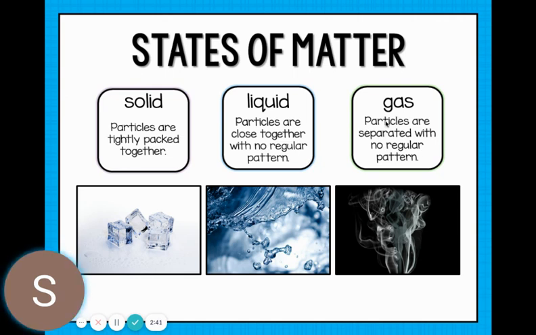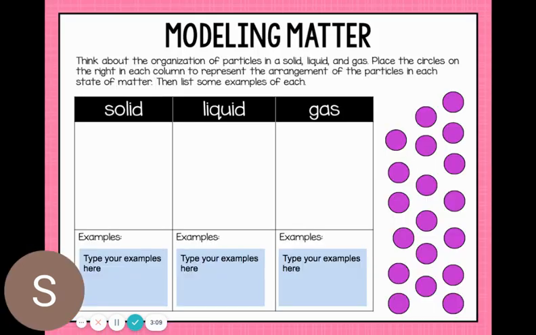For gas, the particles are separated, all right? So they have a ton of space in between them, and there's definitely not a pattern. So gas particles move very, very quickly. There's more space in between those particles for gas than there is for liquid, and definitely a lot more than what there is for solids, all right? So those are our three states of matter: solid, liquid, and gas.